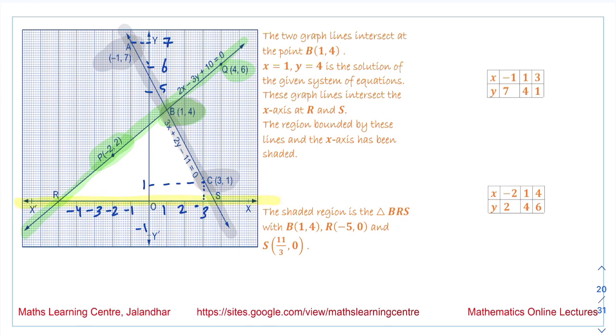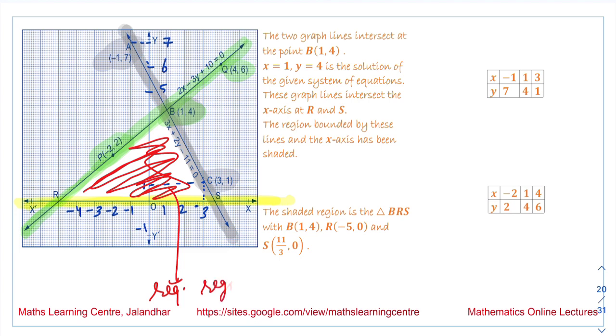We are talking about the two lines we have. This is one line, this is the second line, this is the x-axis. To shade the region between these two lines and the x-axis, this is the required region. This is the region we are talking about. This is the required region.